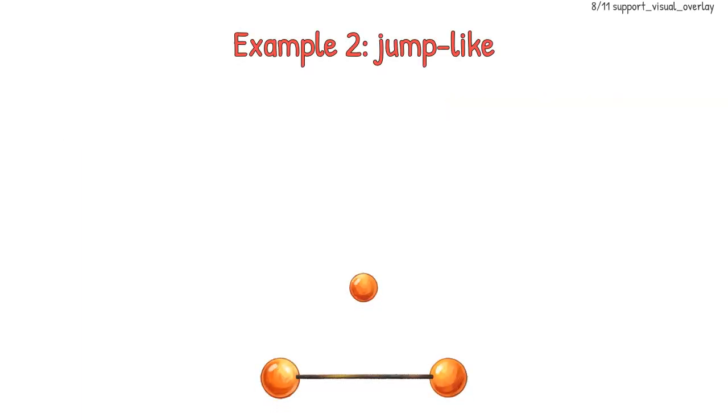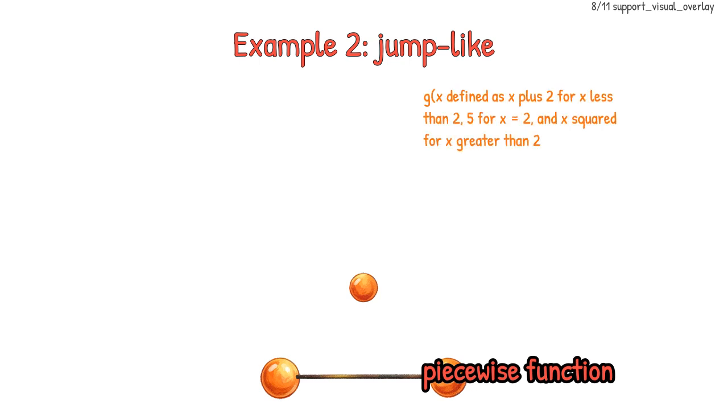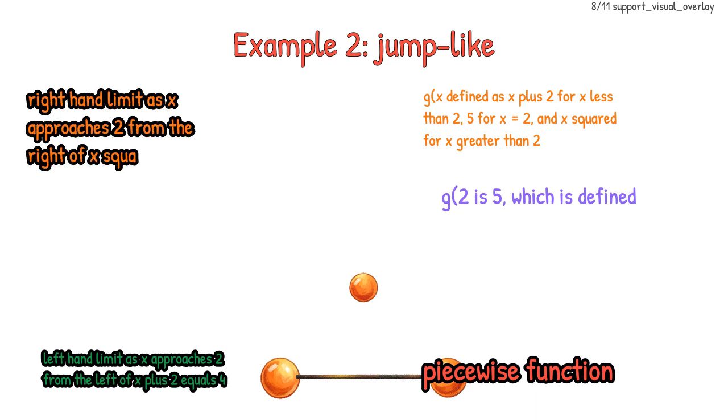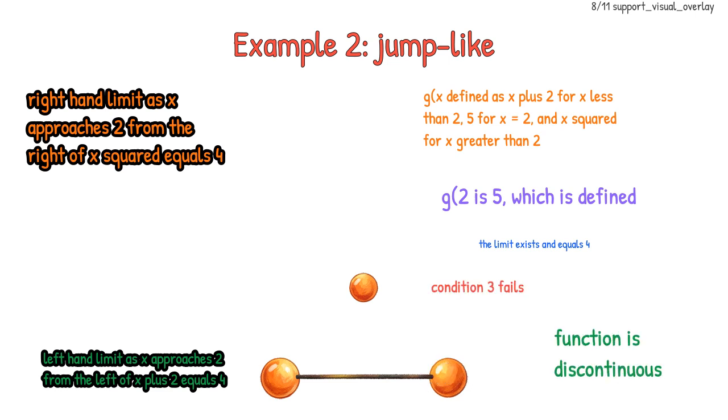Another example, a piecewise function g(x) defined as x + 2 for x < 2, 5 for x = 2, and x² for x > 2. At x = 2, g(2) is 5, which is defined. The left-hand limit as x approaches 2 from the left of x + 2 equals 4. The right-hand limit as x approaches 2 from the right of x² equals 4. So the limit exists and equals 4. However, g(2) equals 5, which is not equal to 4. So condition 3 fails and the function is discontinuous.